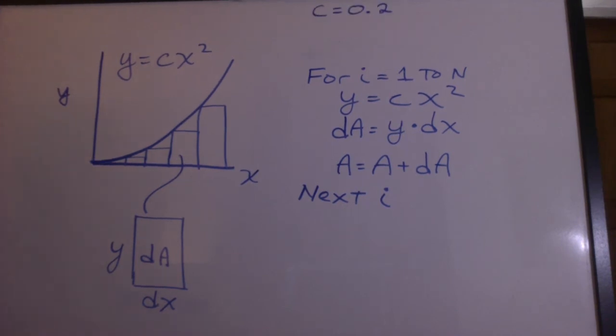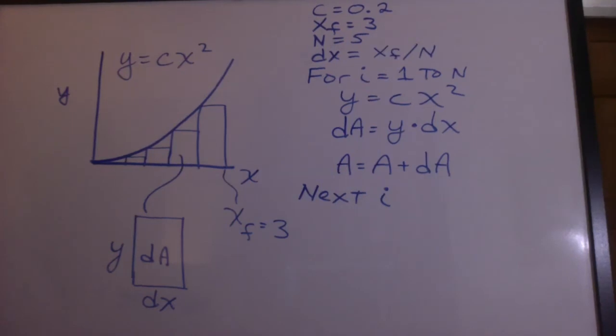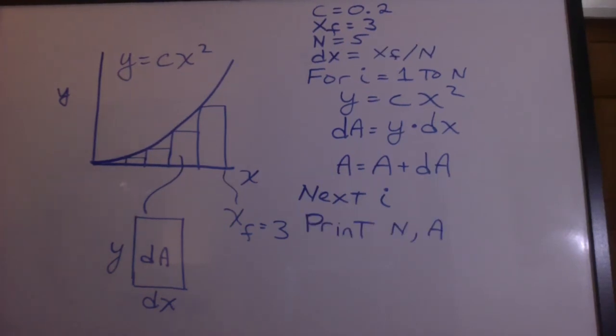Let's put some parameters in. C is going to be 0.2. Let's say I want to find the area up to x equals 3. These parameters need to be defined. And let's say I break this area up into 5 rectangles. I have to say n equals 5. The only thing left to do now is to calculate the width of each rectangle. And the last thing we'll do is we will print out our answer. We'll print out how many rectangles we had and the area that we've added it all up to.